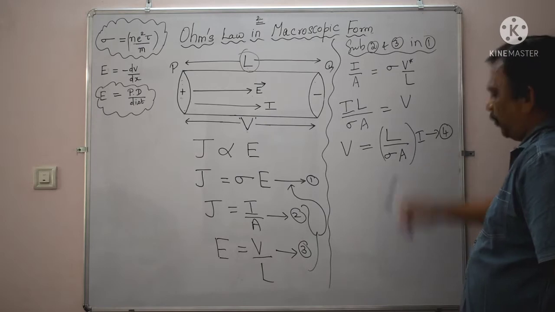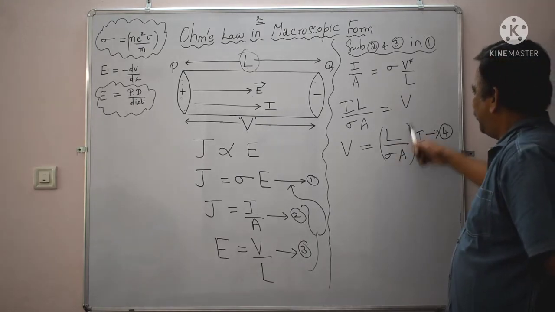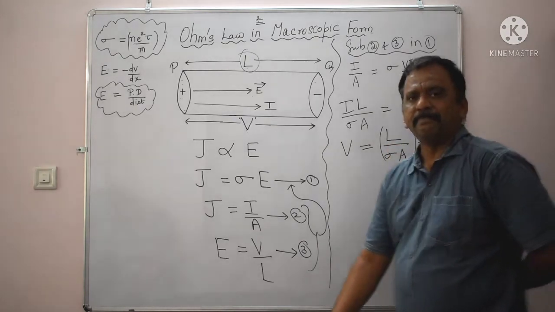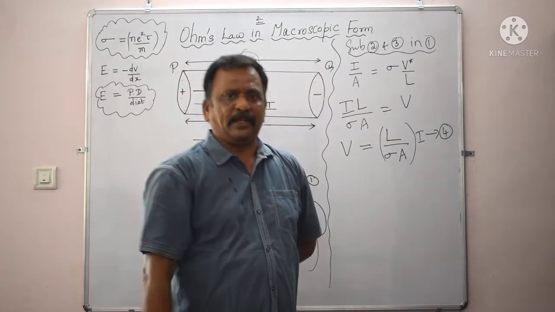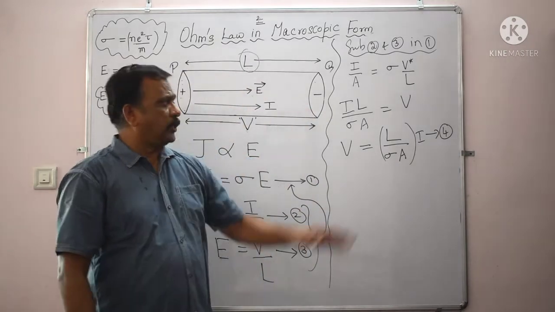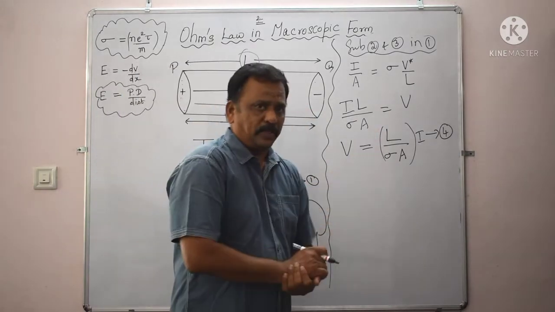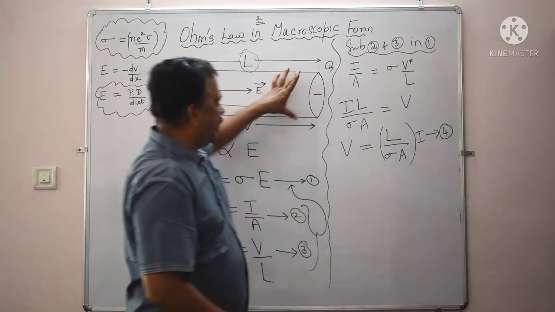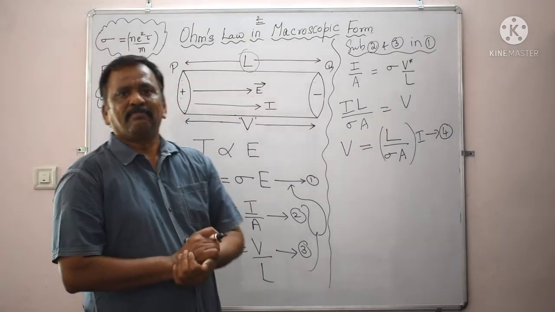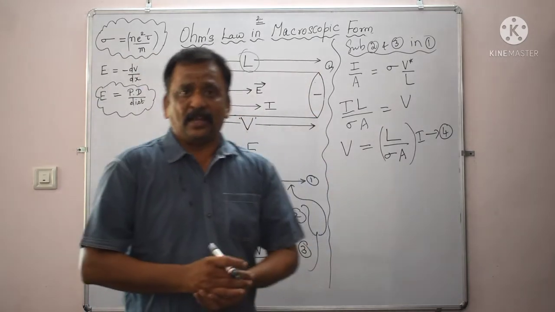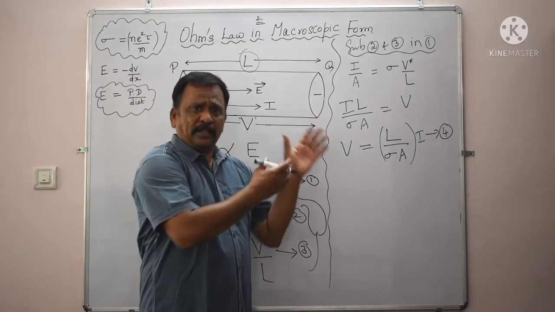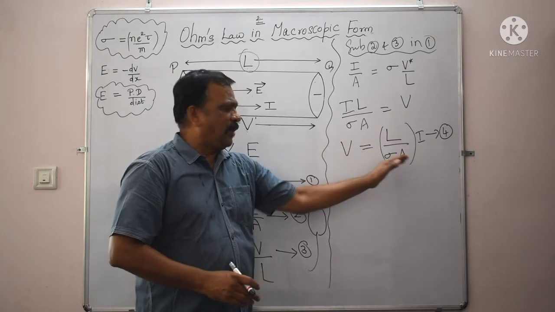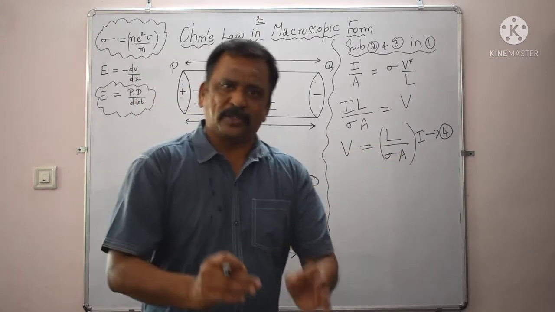So in expression 4, within the brackets, we have a term L divided by sigma A. L is the length of the conductor, which is a constant. As long as you don't replace the conductor, it's going to be constant. And sigma is already a constant. It's conductivity, right? And A happens to be the area of cross section of the conductor. So as long as I don't change the thickness, as long as I don't change the conductor, the thickness is not going to change, which means A is a constant. So the terms within the brackets are absolutely constants.